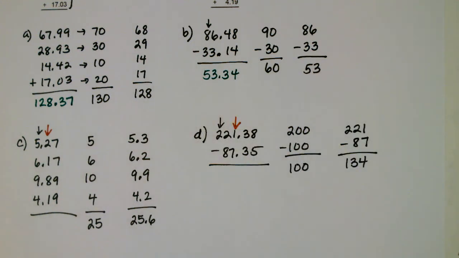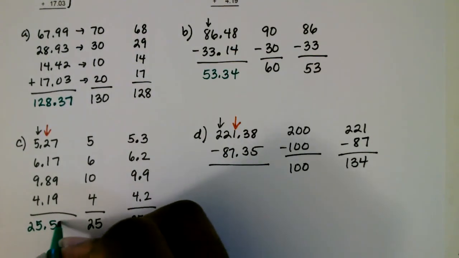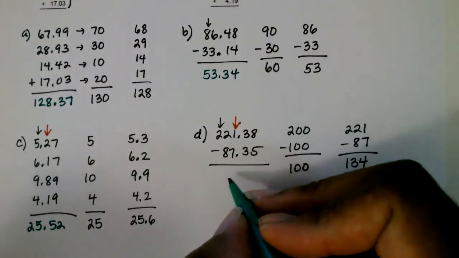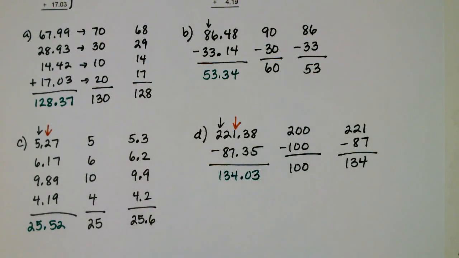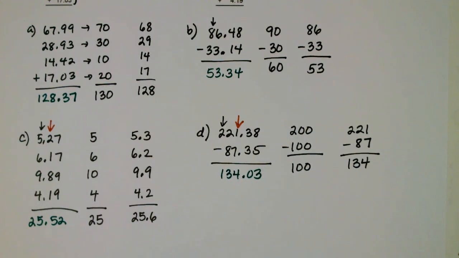That's closer to the front-end estimate. And then in part C, 5.27 plus 6.17 plus 9.89 plus 4.19 would be like 25.52. Okay. So pretty much those estimates are close. And then finally 221.38 minus 87.35 would be like 134.03. So that's close to our front-end estimate there. Okay. So that's how we do that particular problem. Not only do you have to use rounding and front-end estimation, you have to come up with your actual values, those differences, just to see how close you are to them.